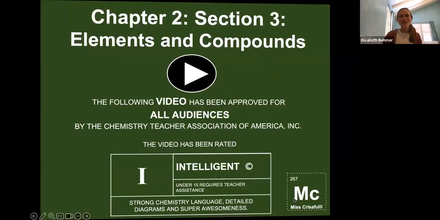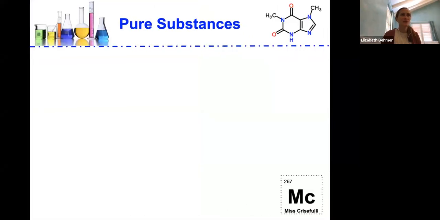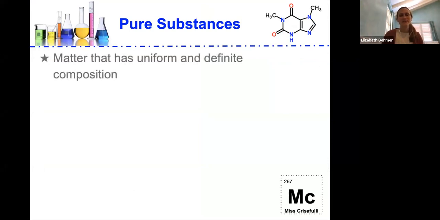Hello, class, and welcome to Chapter 2, Section 3, which will be on elements and compounds. So we're starting to get a little bit more into what makes up chemistry, specifically looking at elements and compounds. Let's talk about what a pure substance is first.